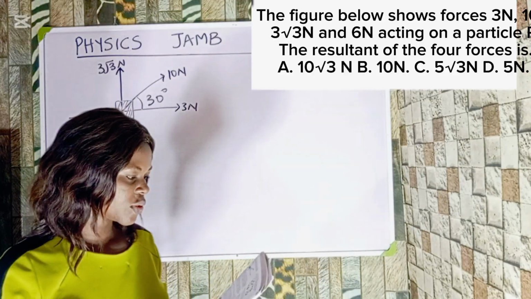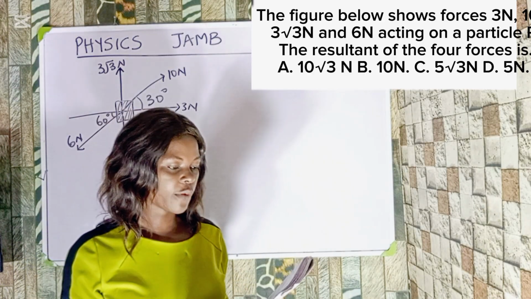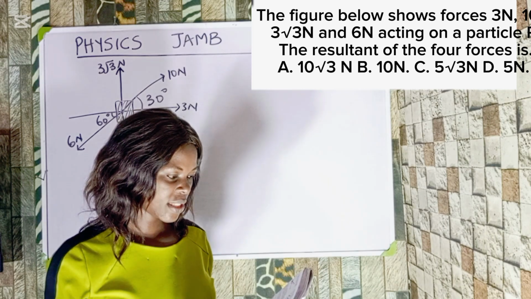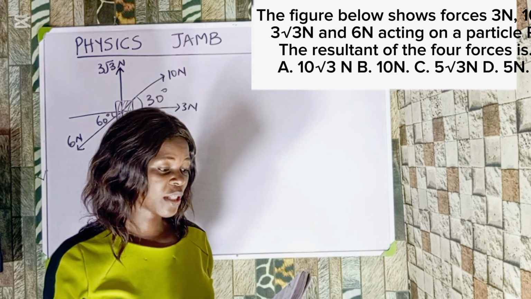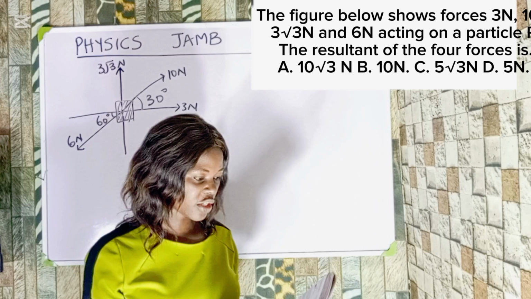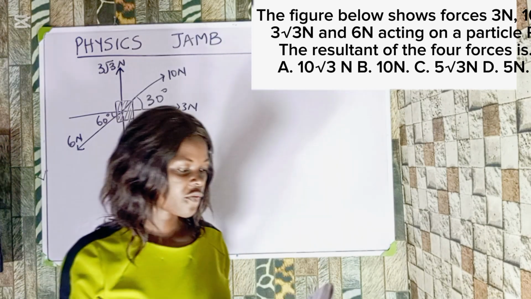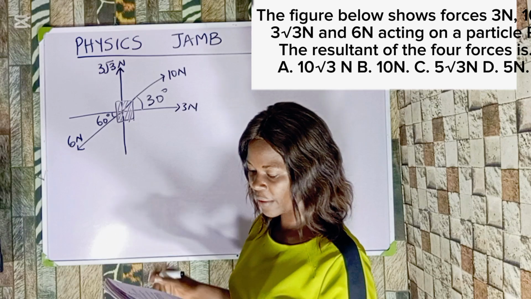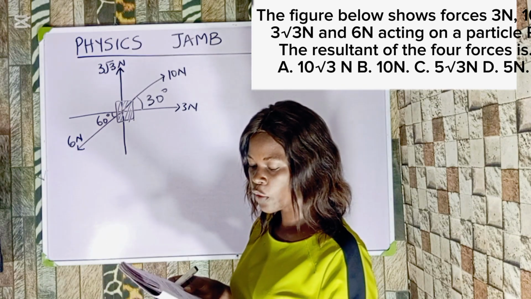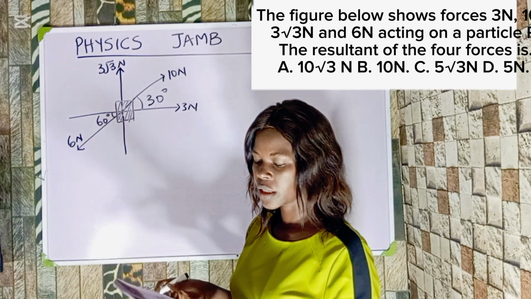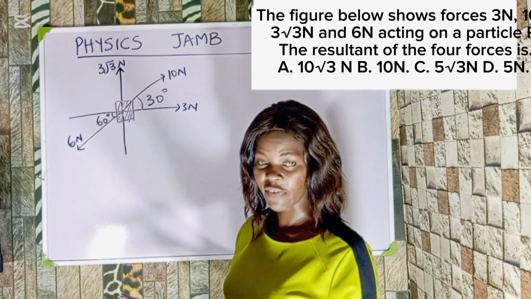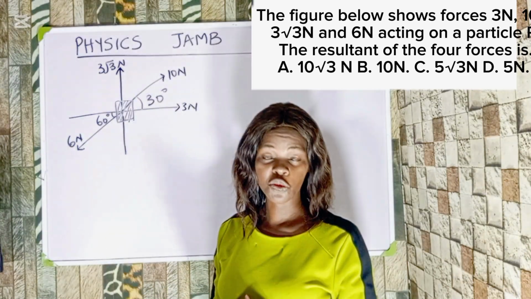Now let's look at the next question. The diagram below shows forces 3 Newton, 10 Newton, 3 root 3 Newton and 6 Newton acting on the particle P. Okay, now pay attention. The resultant of the four forces is what? We have the forces shown on the diagram, and we have option A 10 root 3 Newton, option B 10 Newton, option C 3 root 3 Newton and option D 5 Newton. We are simply going to resolve this.